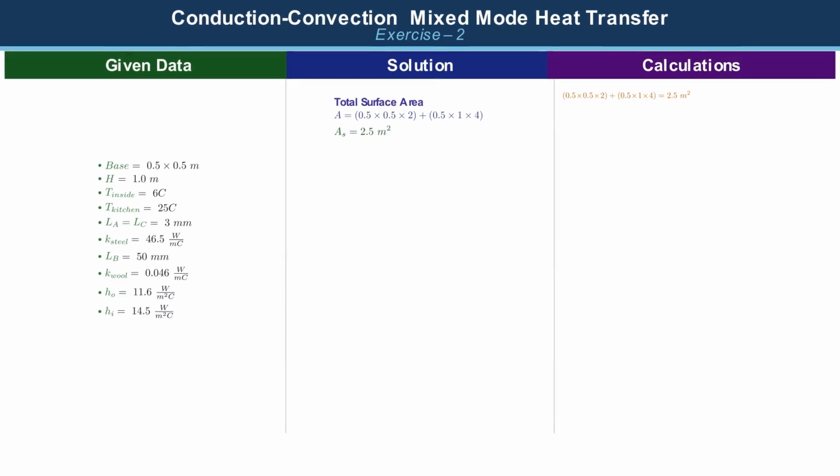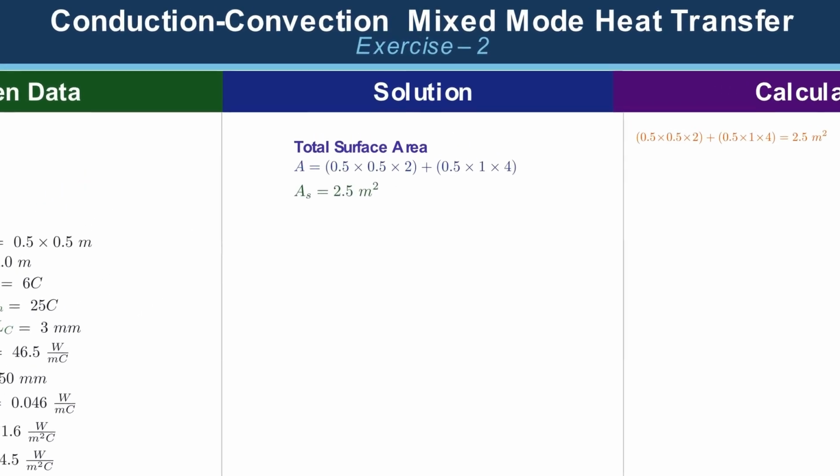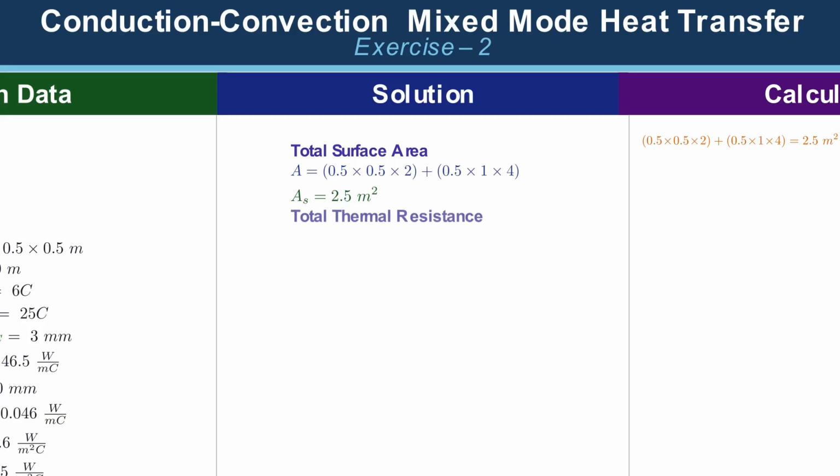Now this is the key step. We have 5 layers in series, so the total resistance formula is R total equals 1 over AS times 1 over HO plus LA over K1 plus LB over K2 plus LC over K3 plus 1 over HI. Let's substitute each term carefully.